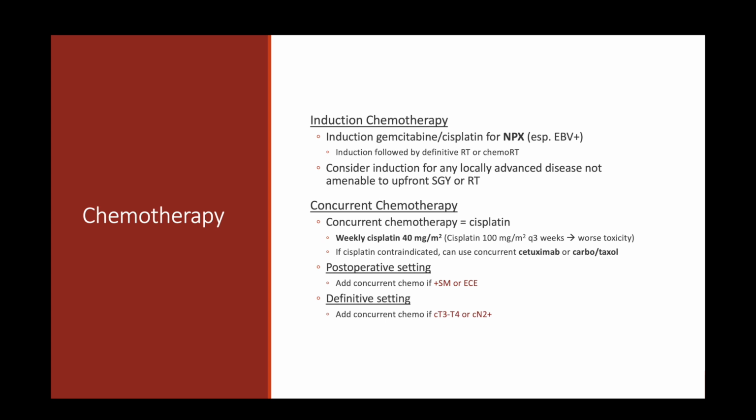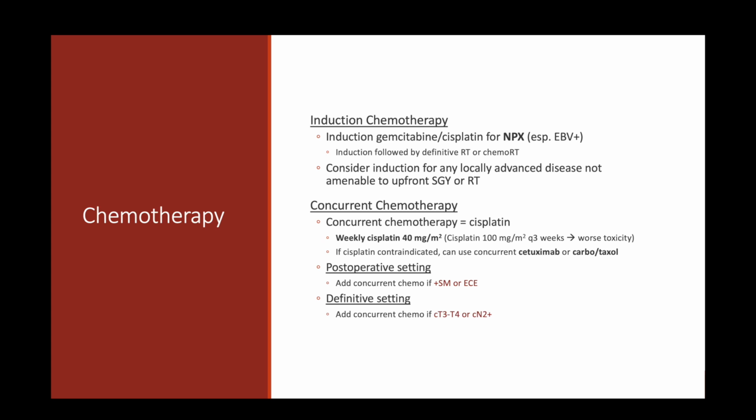So cetuximab, carboplatin, and paclitaxel are options if cisplatin is contraindicated. In the post-operative setting, the biggest indications to add concurrent chemotherapy are for patients that have positive surgical margins or extracapsular extension. In the definitive setting, we typically think about adding concurrent chemotherapy if patients have more locally advanced disease. So if they have clinical T3 to T4 disease, or if they have N2 or higher disease, then we add it in the definitive setting.